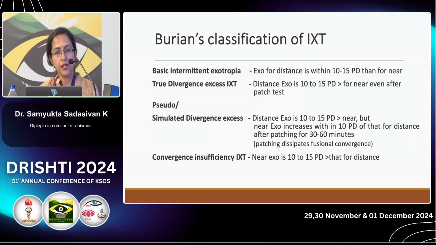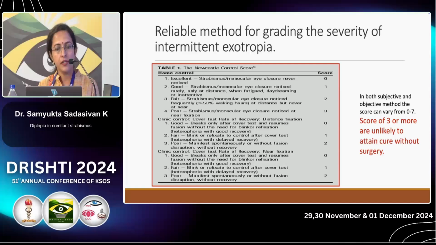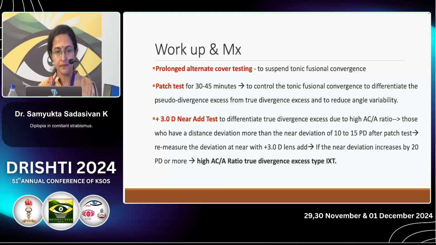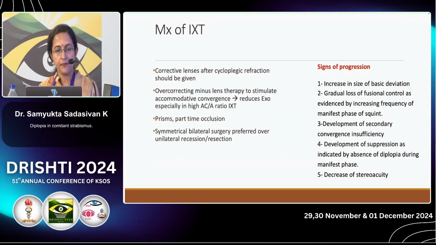This is Burian's classification of IXT: basic intermittent XT, true divergence excess IXT, pseudo or simulated divergence excess IXT, and convergence insufficiency IXT. The Newcastle control scoring system is a reliable method for grading the severity of IXT. As you work up, go for a prolonged alternate cover testing, do a patch test for 30 to 45 minutes, and to confirm high AC/A ratio in true divergence excess type of IXT, you may have to go for the lens gradient method, that is a +3 diopter near add test.